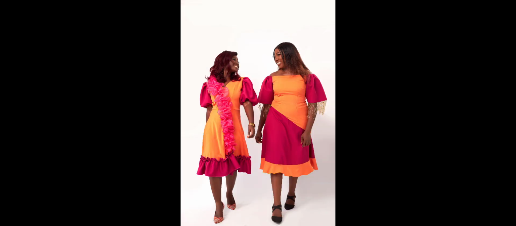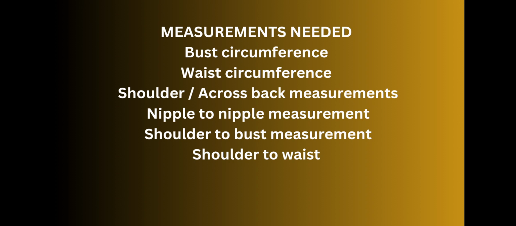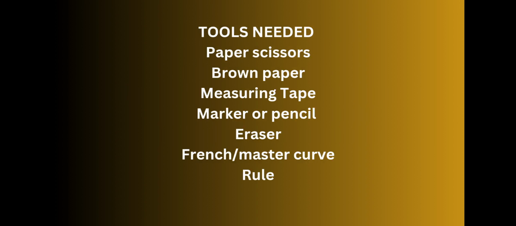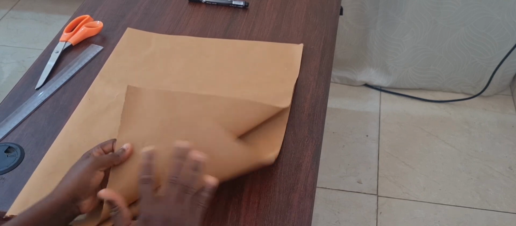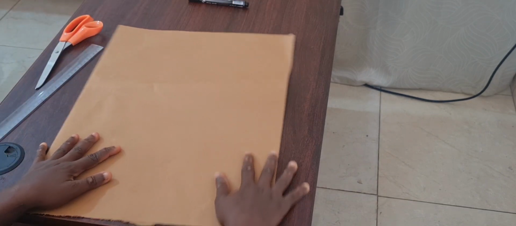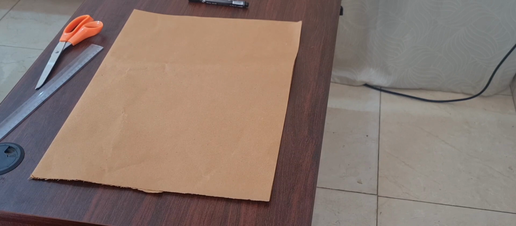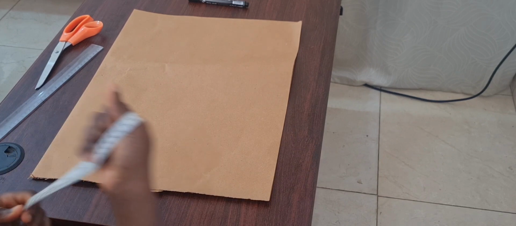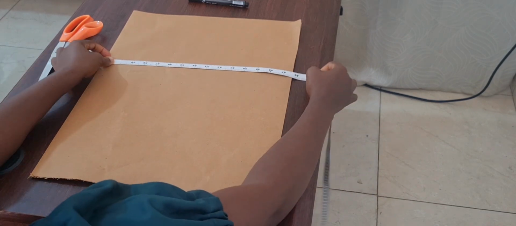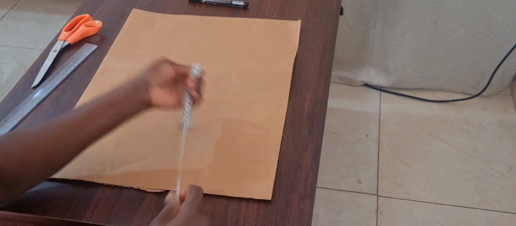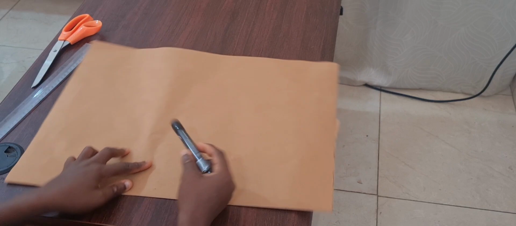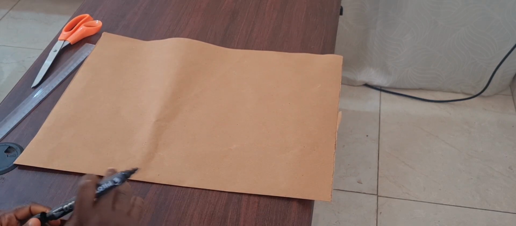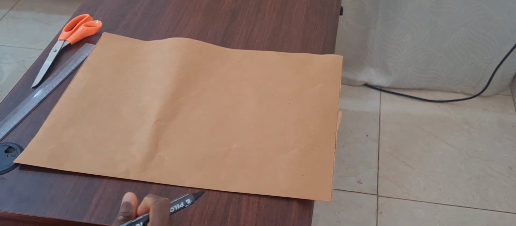Before we go into that, these are the measurements that you need, and these are the tools that you need as well. So let's get into it. First I would fold my brown paper into two, because I'm going to do both the back and the front, and I used the bust measurement to cut out the brown paper.